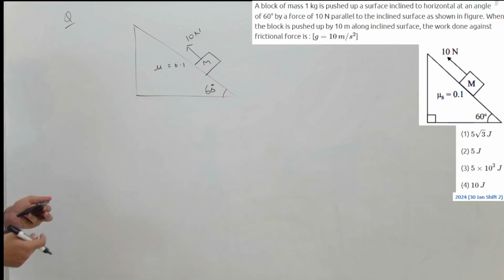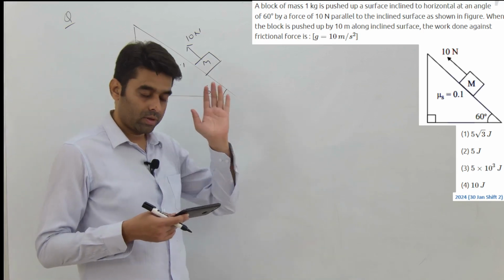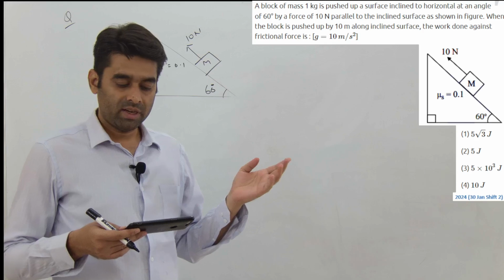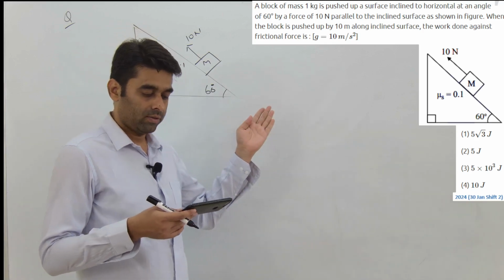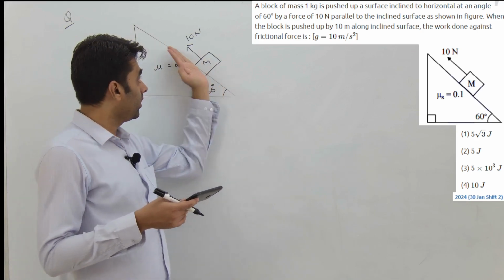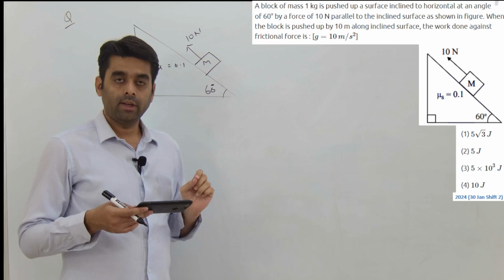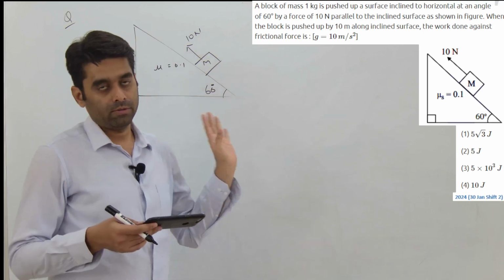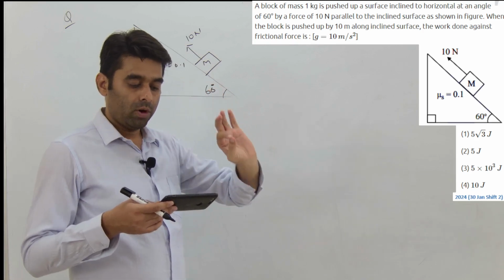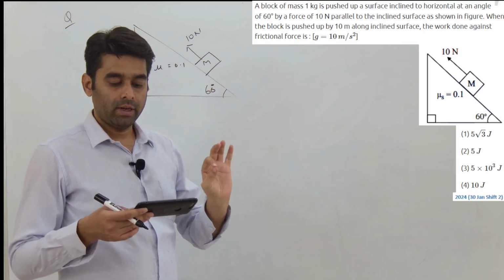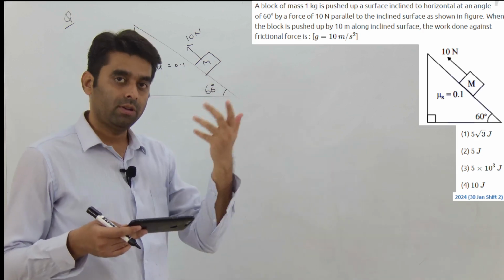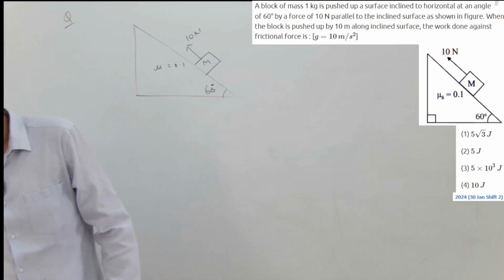So a work done question has come in between the circular motion questions. Let's see. A block of mass 1 kg is pushed up a surface inclined to the horizontal at an angle of 60 degrees by a force of 10 Newton parallel to the inclined surface, as shown in the figure. I have drawn the figure in front of you, and you also have it. When the block is pushed up by 10 meters along the inclined surface, find the work done against frictional forces. It's a long question, but it's a simple question.